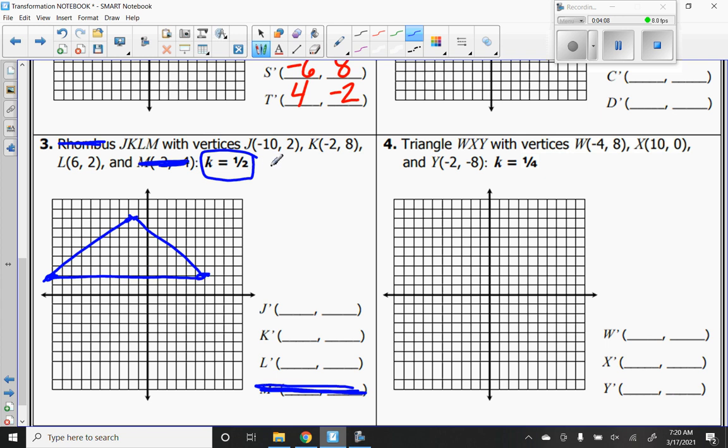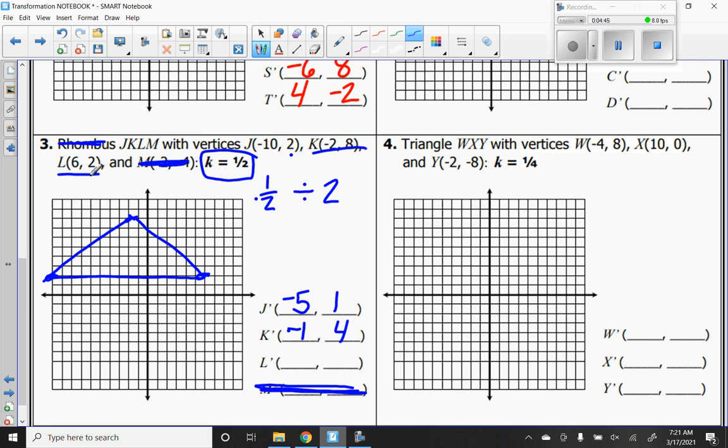If it's a half, you can times it by 1/2. That is the same exact thing as saying divided by 2. So that's your options. -10 times a half is -5, or -10 divided by 2 is -5. Now 2 times a half is 1. All right, there's my new J. So now I'm looking at K. -2 times a half is -1, and 8 times a half is 4.